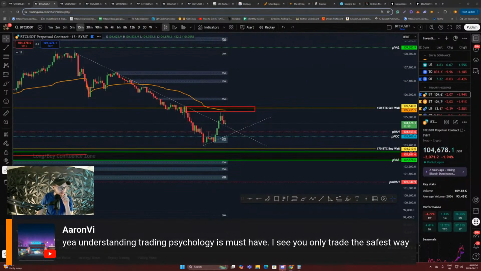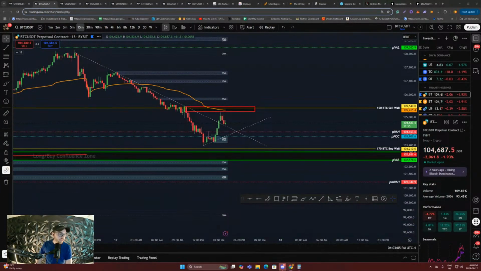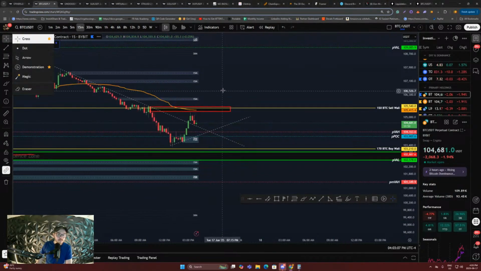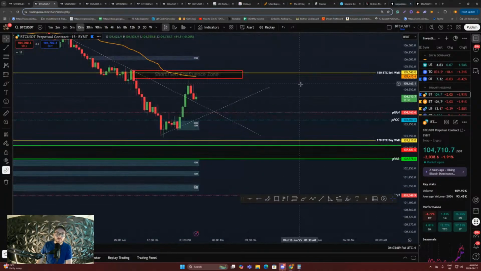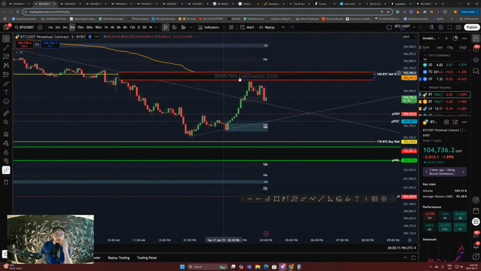Yeah, understanding trading psychology is a must-have. I see you only trade best the safest way. Yeah, stick to your rules. Now, if you can have rules that act as a layer over top of your existing rules.